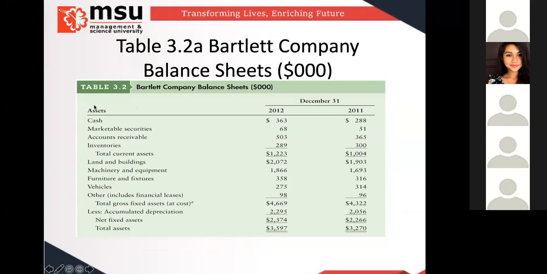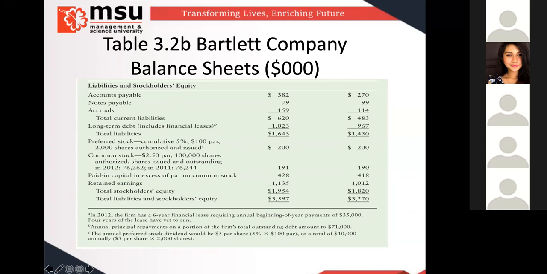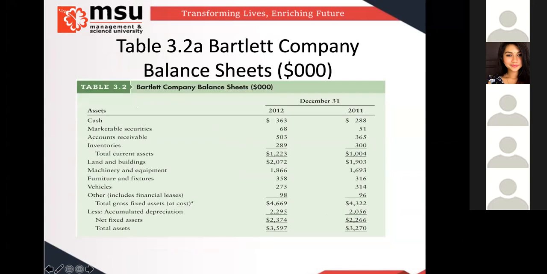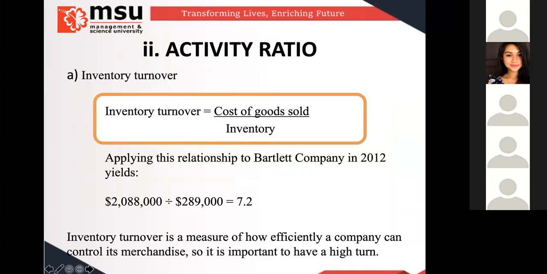This is also the balance sheet, but under assets. Is there inventory here? Yes, inventories 289. Okay, good. So you can find the inventories element in the balance sheet. You just take this figure. Thank you, Patricia. So it's 289. You just divide cost of goods sold from the income statement by 289, the inventory.